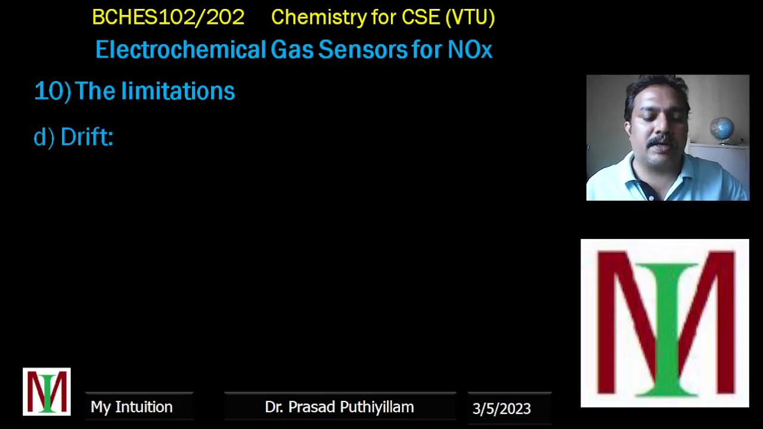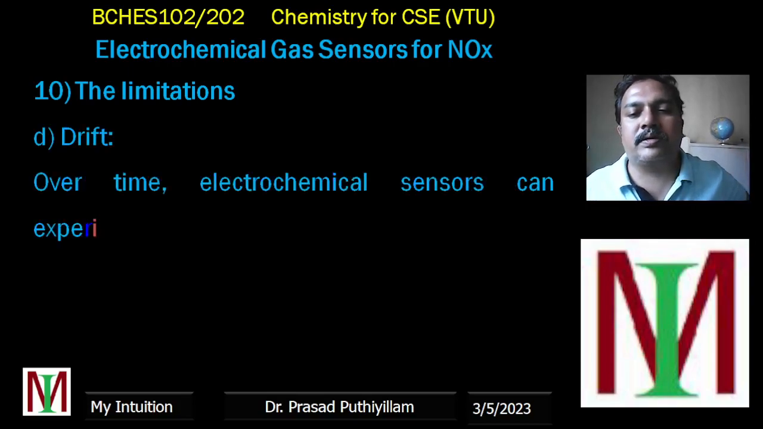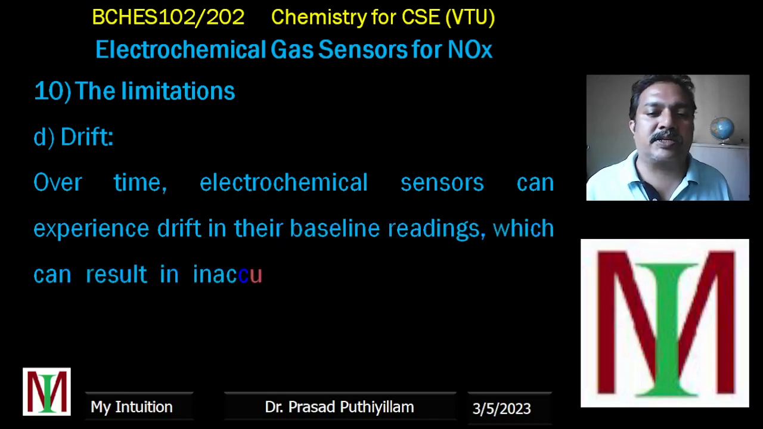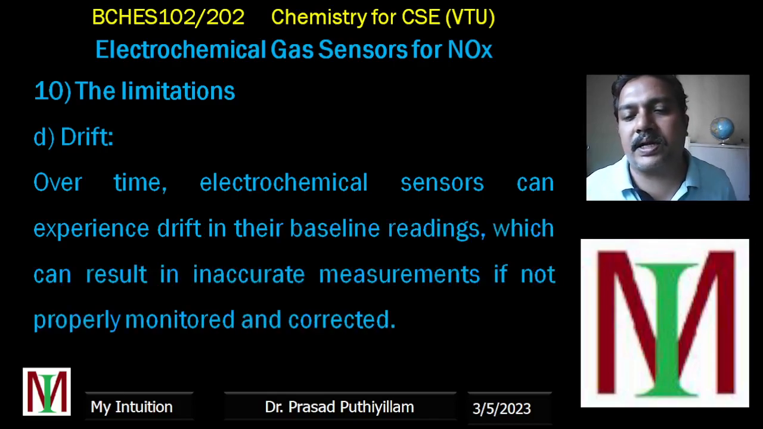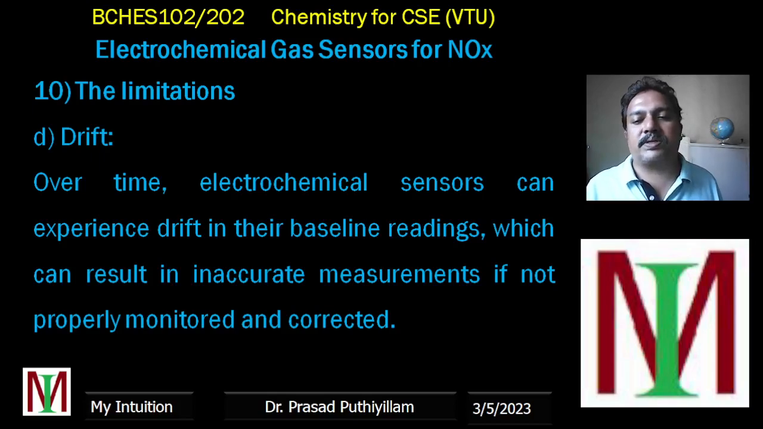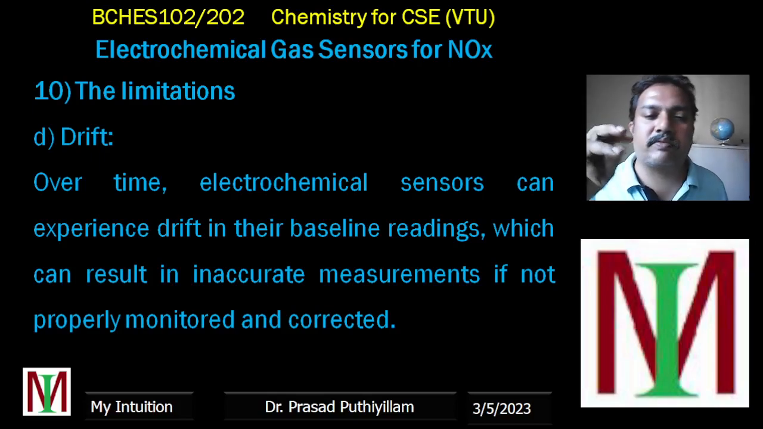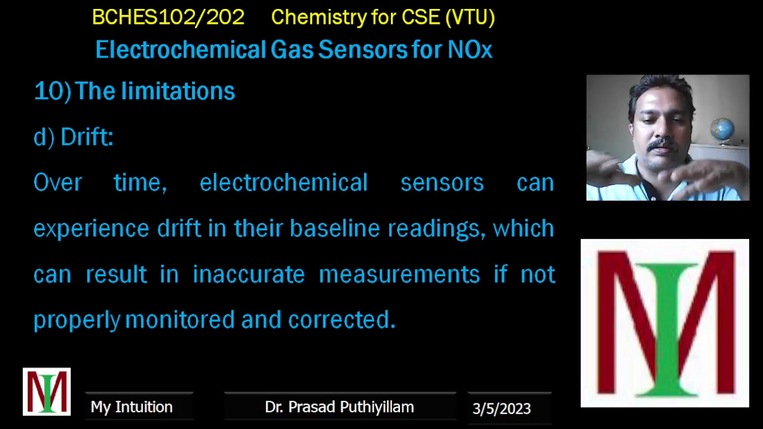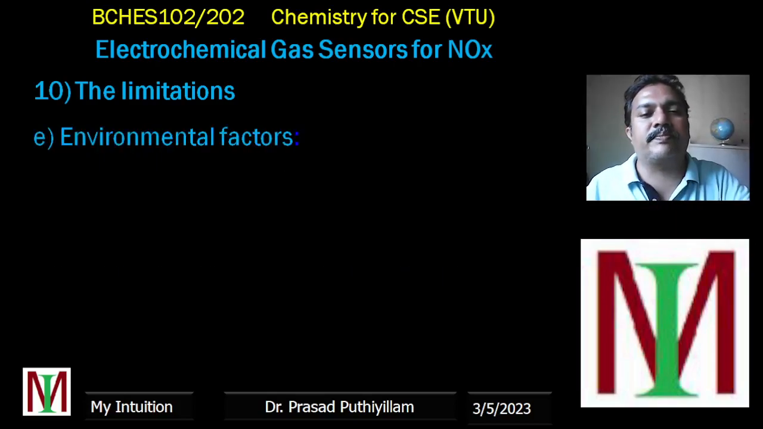Repeated calibration is needed. Drift velocity. Drift is when, over time, the electrochemical sensor can experience drift in its baseline reading, which can result in inaccurate measurement if not properly monitored or corrected. That means if you keep the sensor for a long time, the base value that we might have set will vary slowly. That is known as drift.